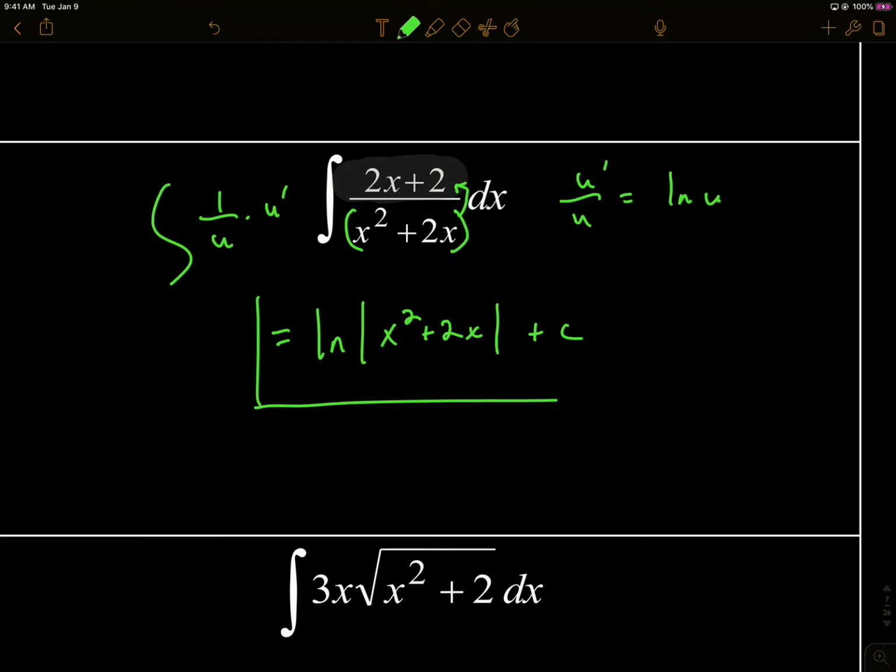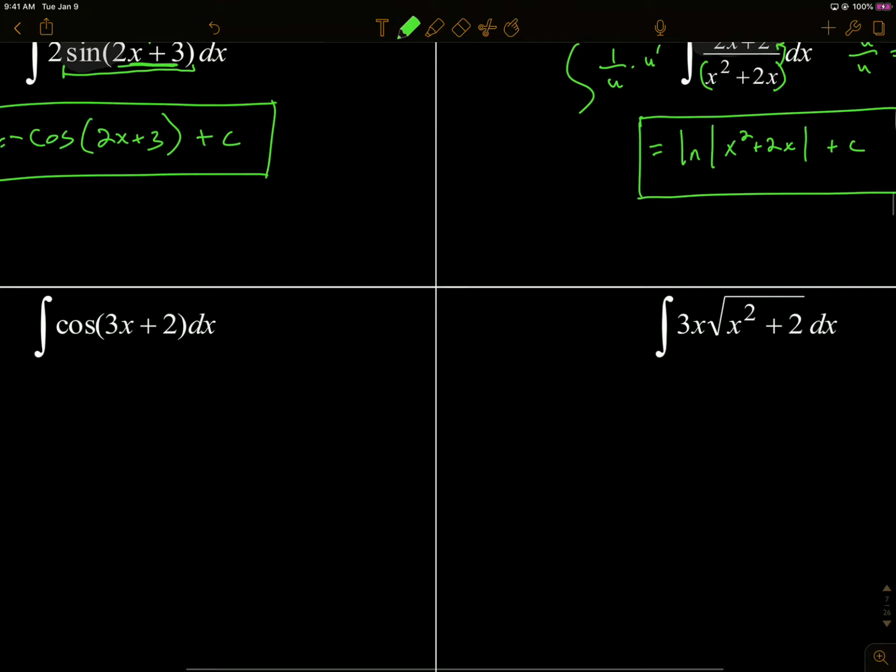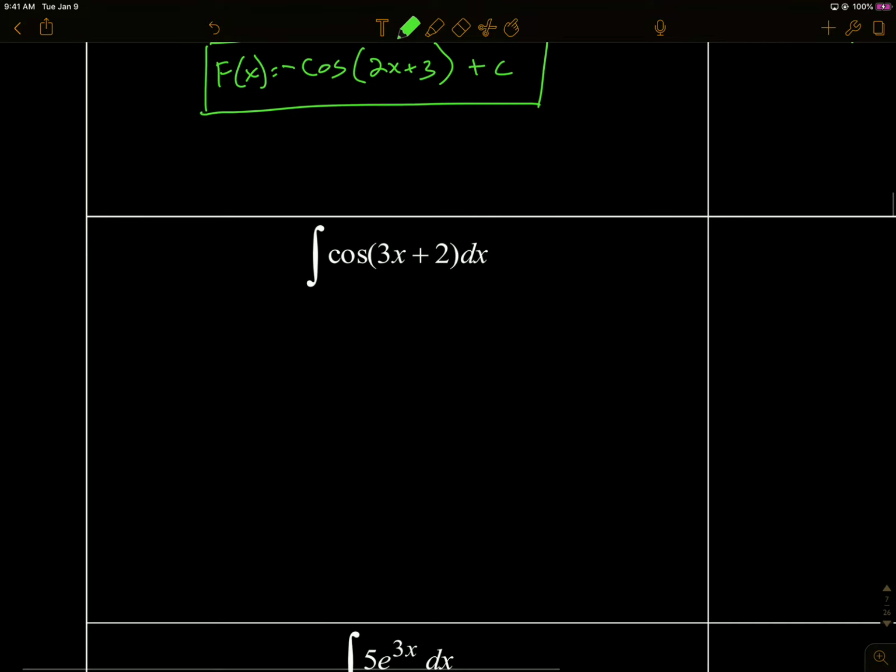Remember, when we're integrating, we've got to put absolute value on our natural logs, because the input into our natural log, or the domain of our natural log, has to be positive. So you're looking for this u prime over u. That's a situation I'd say just watch out for. Technically, the outer function is 1 over x. The inner function here is x squared plus 2x. And then we see that the numerator happens to be the derivative of the denominator. That tells us this is reverse chain rule.